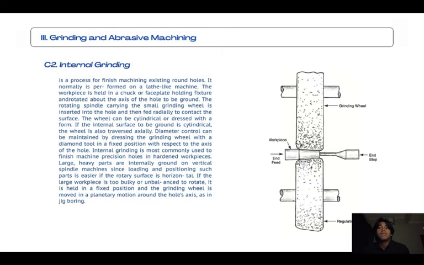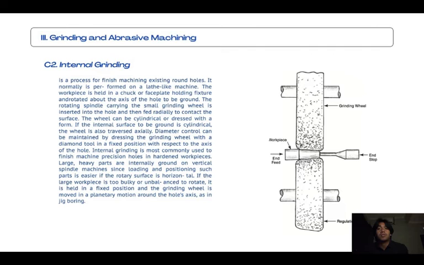If the internal surface to be ground is cylindrical, the wheel is also traversed axially. The diameter control can be maintained by dressing the grinding wheel with a diamond tool in a fixed position with respect to the axis of the hole. Internal grinding is most commonly used to finish machine precision holes in hardened workpieces.